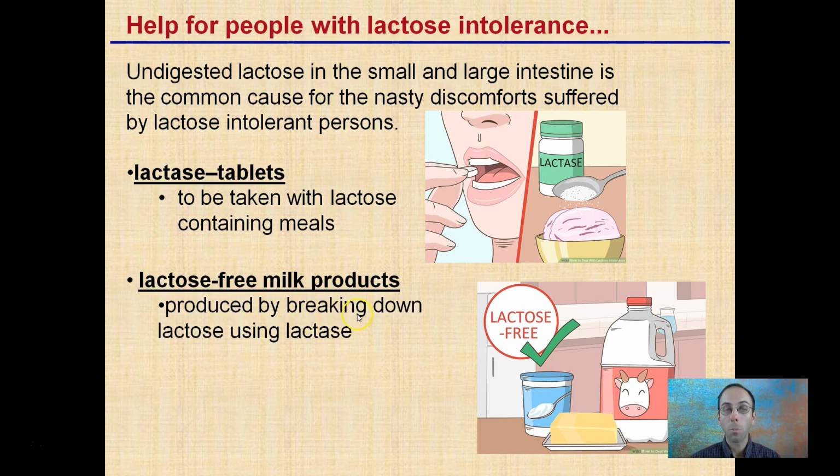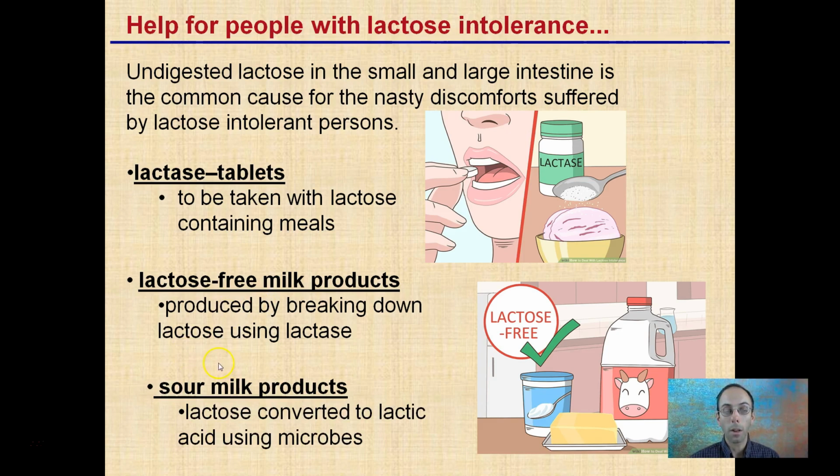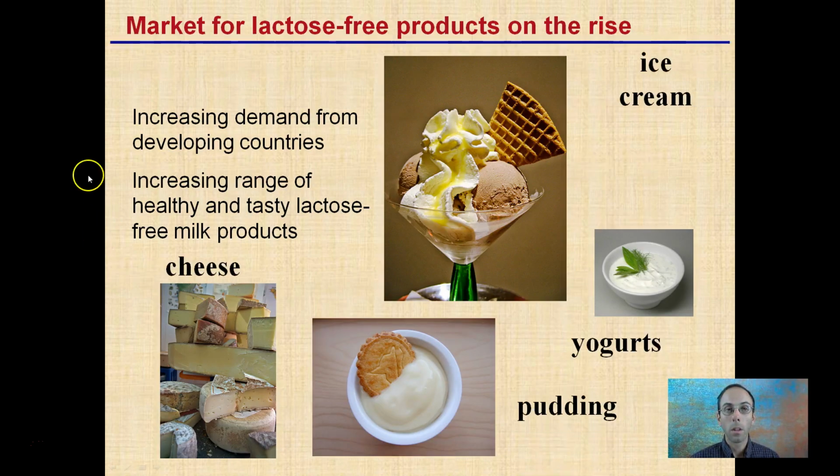Lactose-free milk products are produced by breaking down lactose using lactase. So that's supplementing that beforehand, before the product comes to the person consuming it. And lastly, there's sour milk products, where the lactose is converted to lactic acid using microbes. So there's ways we can help people that are lactose intolerant. There's a market for lactose-free products that's on the rise, such as ice creams, yogurts, puddings, and cheeses. There's increasing demand for this because of the high percentage of people that are lactose intolerant.